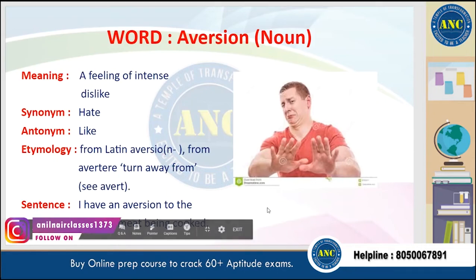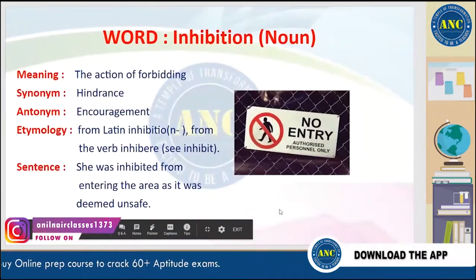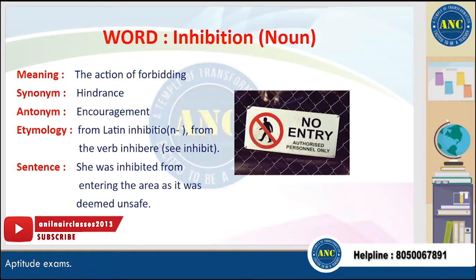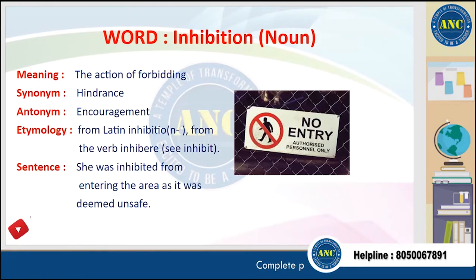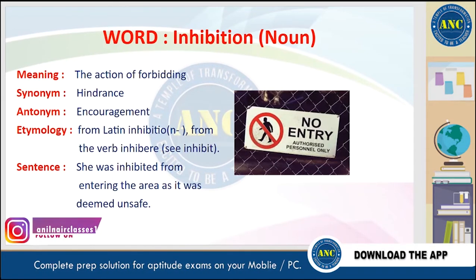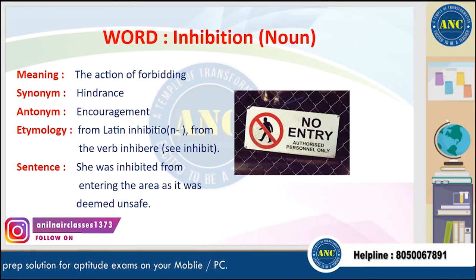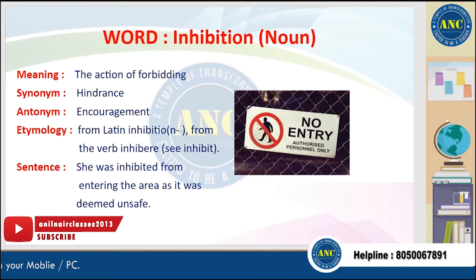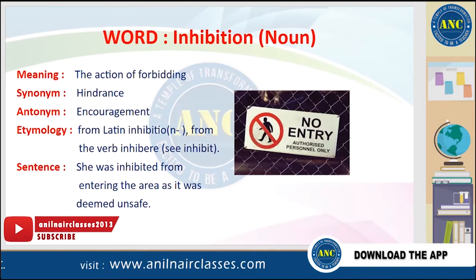Moving on to the next word, inhibition. Inhibition means the action of forbidding. A synonym is hindrance and an antonym is encouragement. It is derived from the Latin word inhibere, which means to inhibit. Sentence is, she was inhibited from entering the area as it was deemed unsafe.